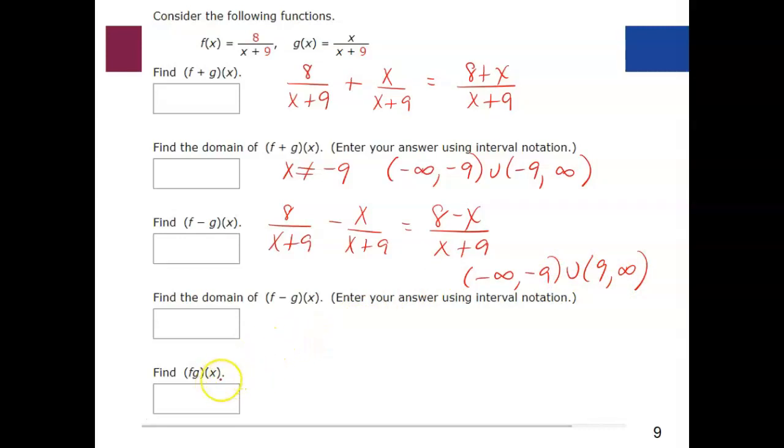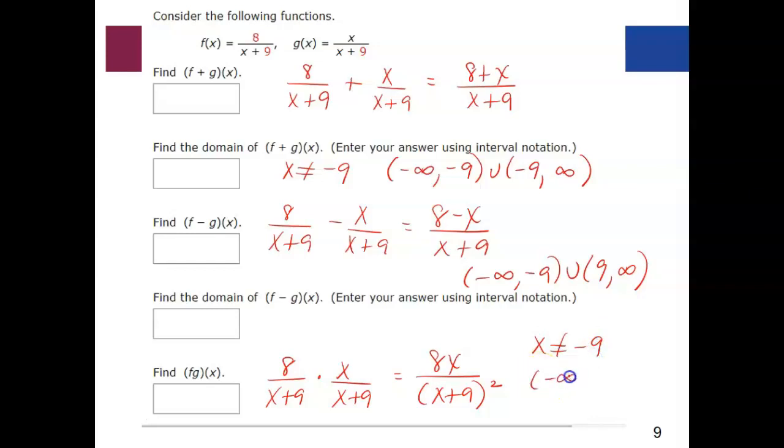Okay, here if we multiply the two together, multiply the numerators and multiply the denominators. So we're going to get the same domain restriction. We can't have 0 in the denominator, so we're still going to have to exclude -9. So it's going to be from -infinity to -9, and then -9 to infinity. And I just noticed this should be a negative here.